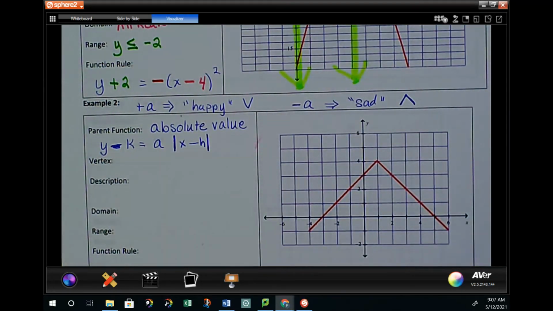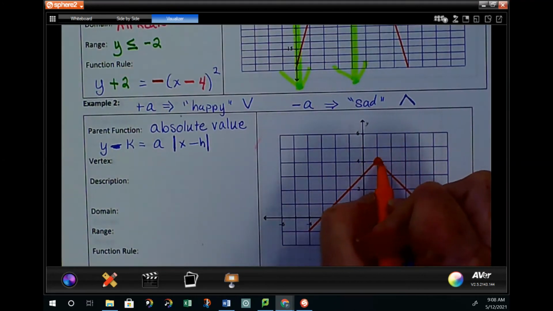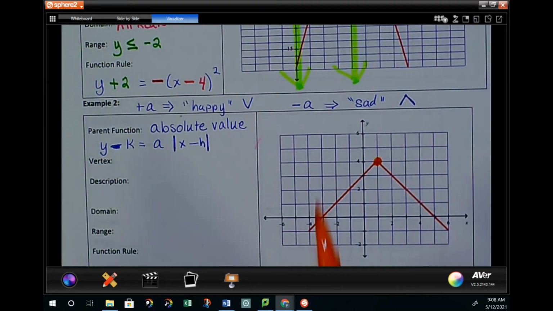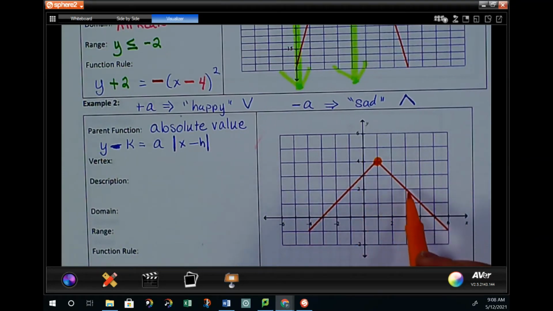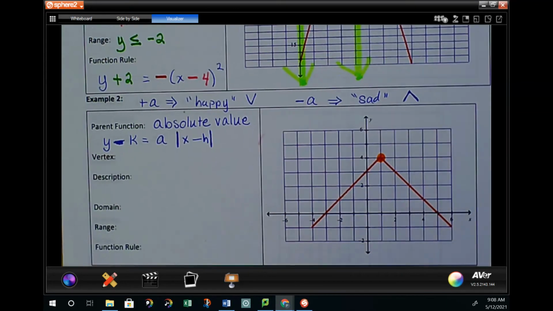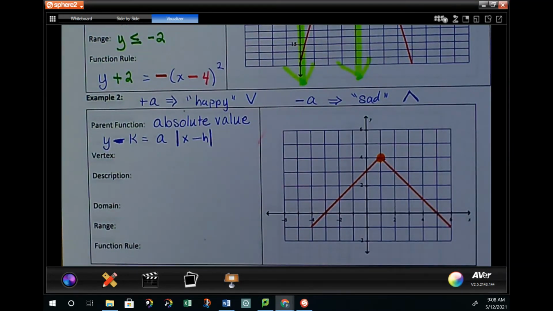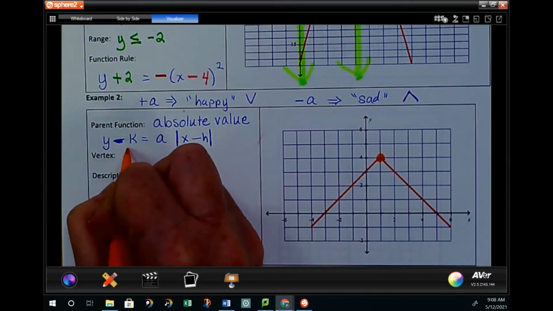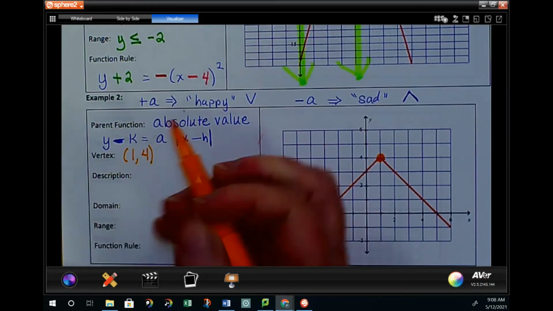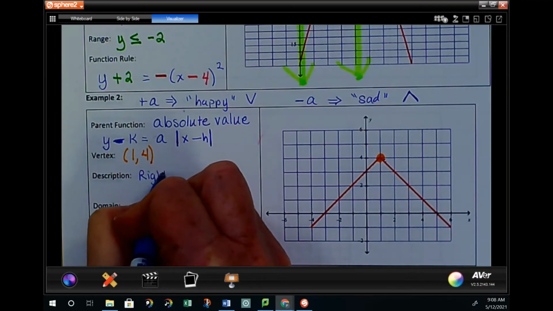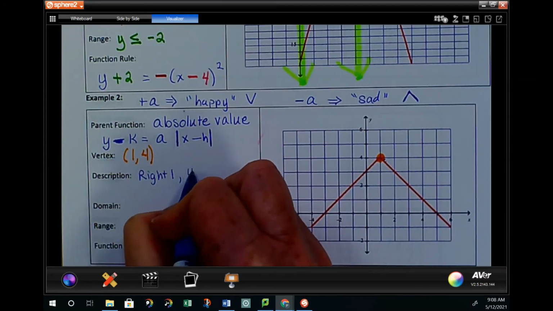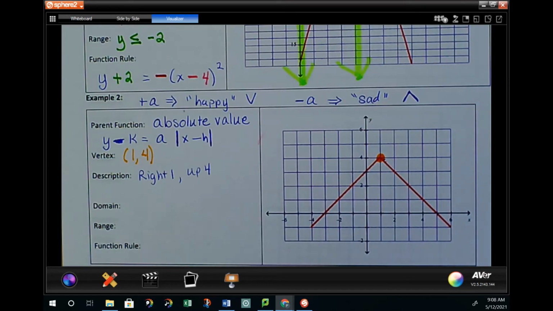So we're going to find our vertex. Nothing's changed, so I find my vertex. That's my point where it changes direction. So it's going up, up, up, up, up, changes right there, and then it goes down, down, down, down, down. So in this case, this point right here for that vertex is over 1 to the right, and then 1, 2, 3, 4, up 4. So 1, 4. So my description means right 1, and then up 4. Okay, that part doesn't change.